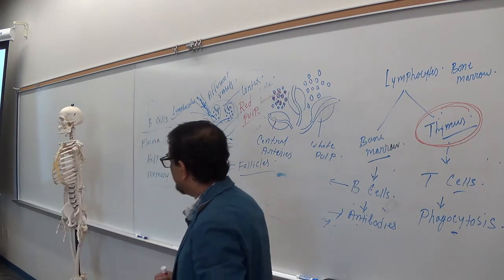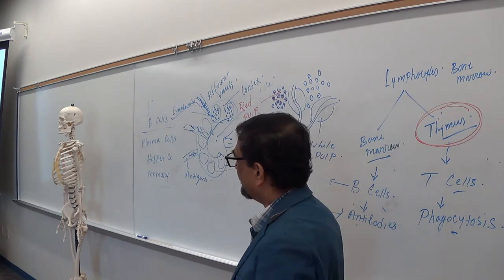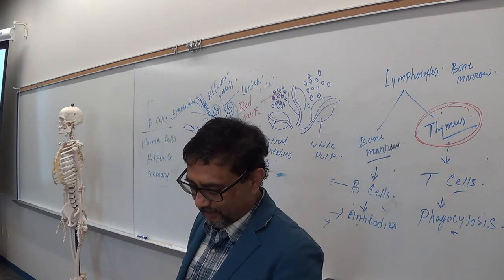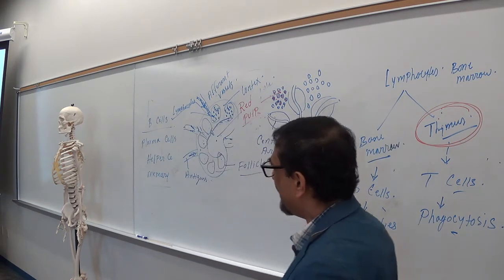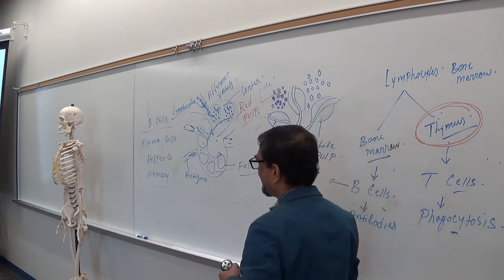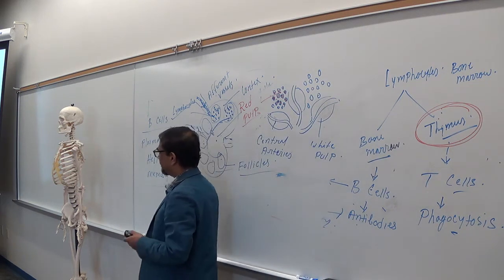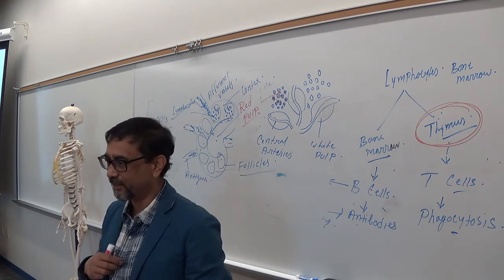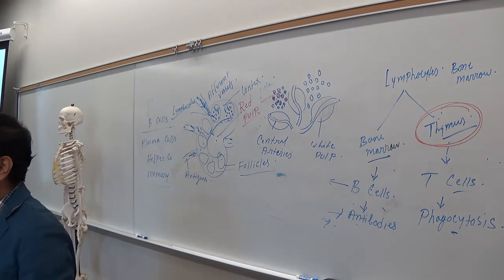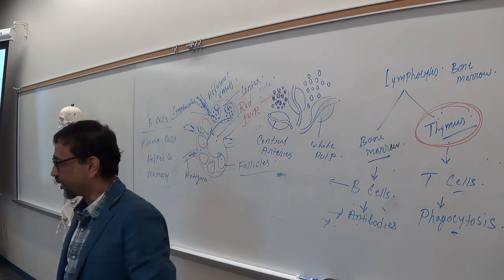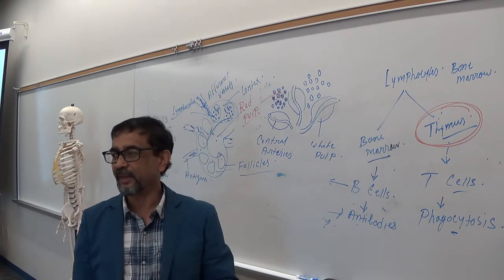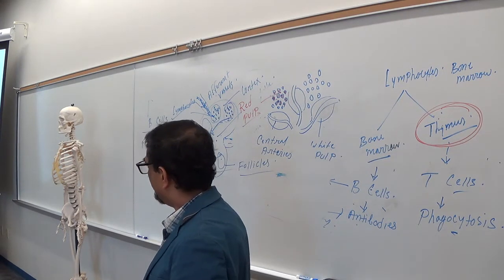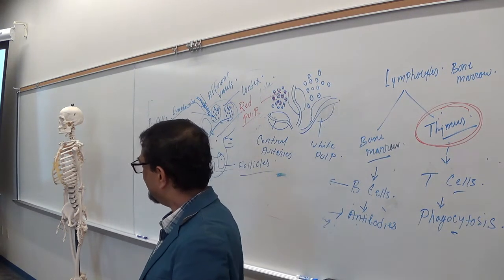Here you see the cortex part is dark and medulla is less dark. Why? Because in cortex you have packed lymphocytes. That's why the area looks dark under microscope. Many cells, lymphocytes. In the medulla, you see that round structure, that is a Hassel's corpuscle. Important for the maturation of T cells.